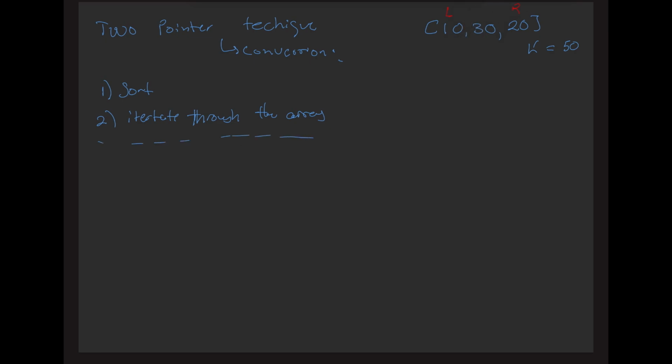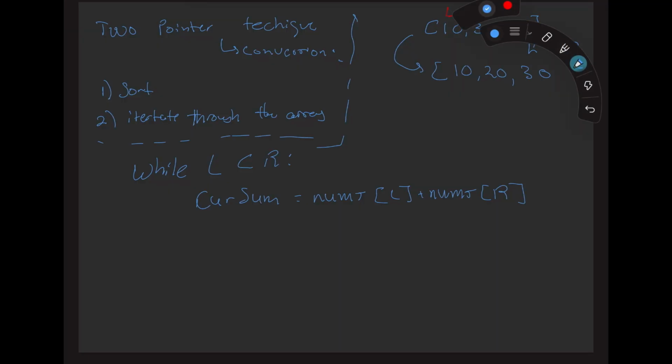While left is less than right, we're going to compute the current sum as we always do, just like in the brute force: nums of left plus nums of right. Oh, and also we would sort this array, so technically it will go like that: 10, 20, and 30. So, here are the pointers.